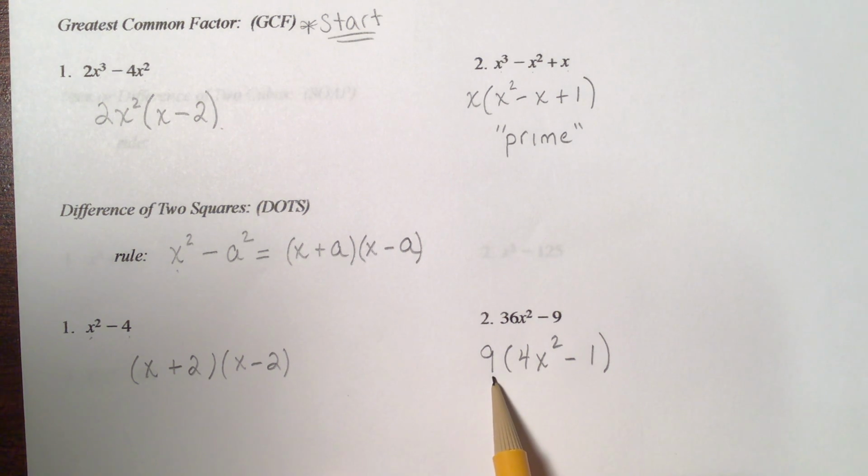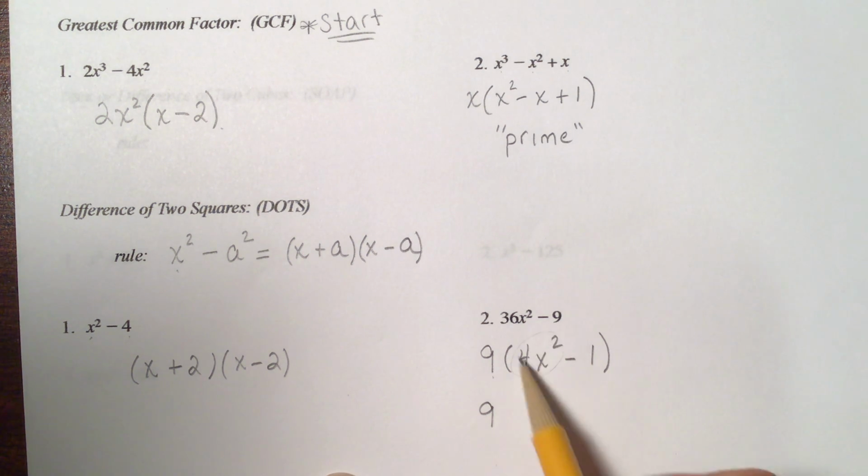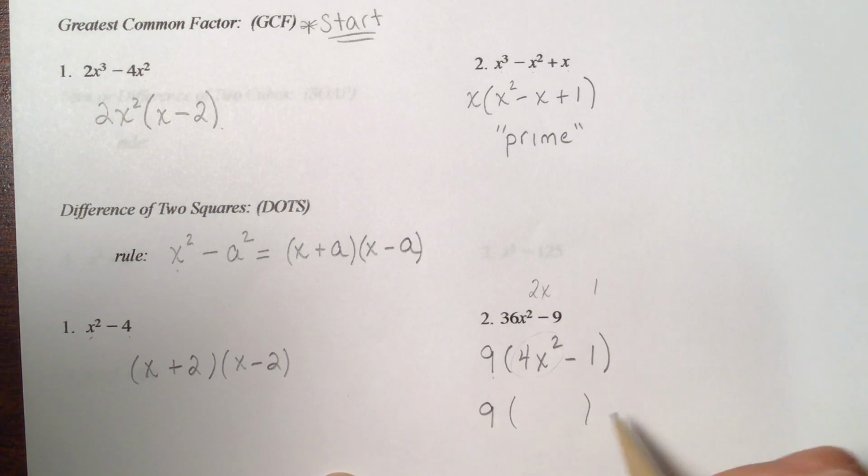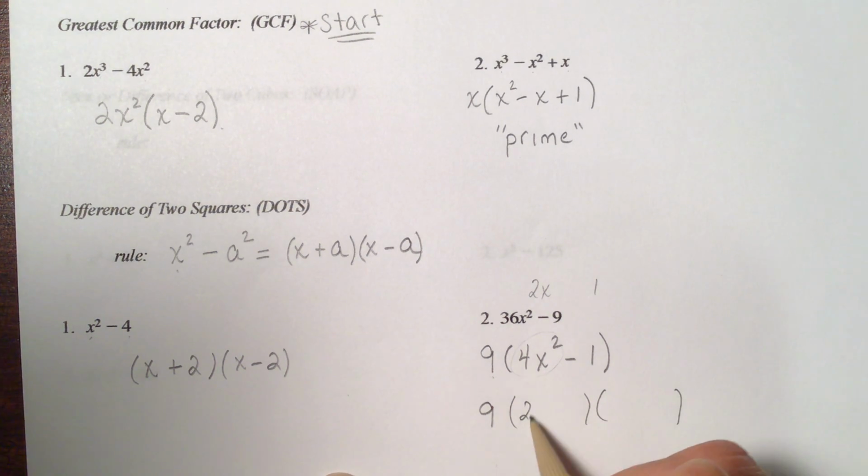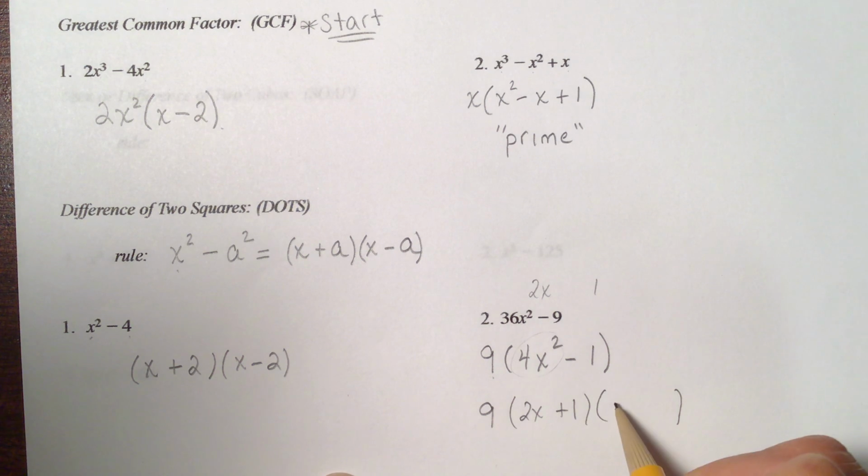The 9 stays. Okay, that's still a factor. Remember, we're breaking this into factors. Now, I think in my head, 4x squared is a perfect square, right? That's 2x. 1 is a perfect square. That's 1. So my two factors are going to be 2x plus 1 and 2x minus 1.